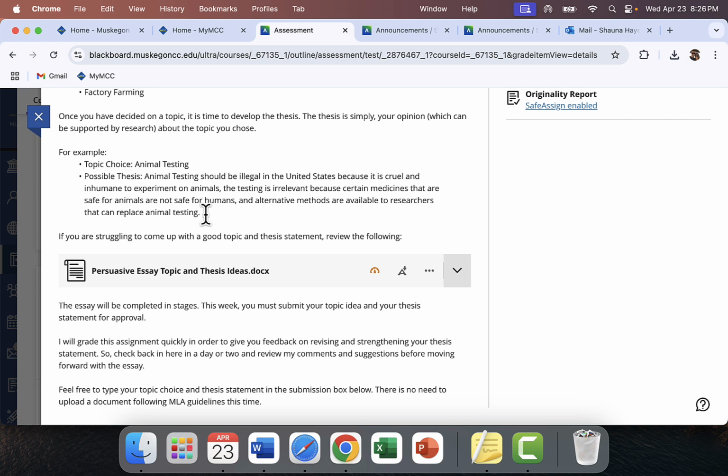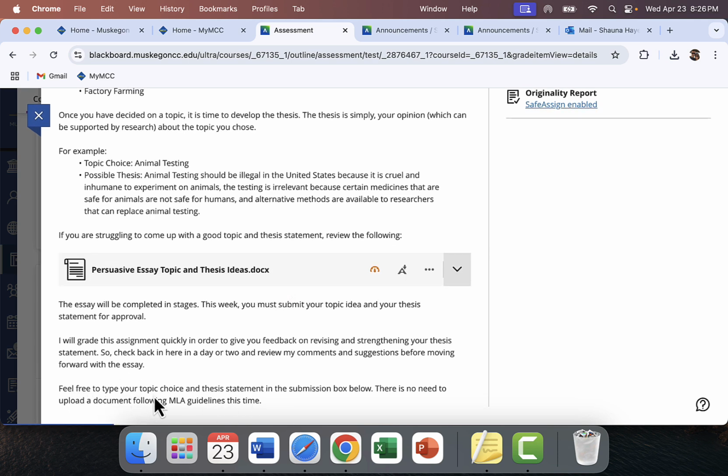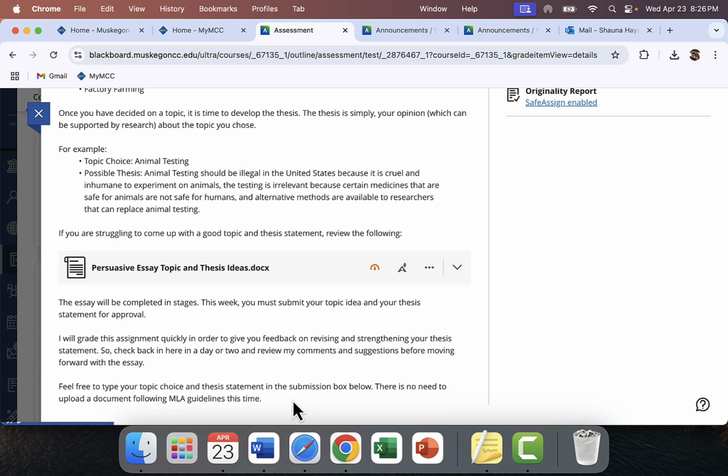So we're working through in stages. So if you need revisions on one stage, you can't move on to the next. So make sure to read my feedback. And if you do need to revise, just go ahead and email me that revision as soon as you are able. You'll also notice that at the bottom here it says feel free to type your topic choice and thesis statement in the submission box below.